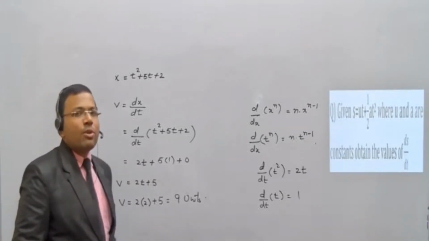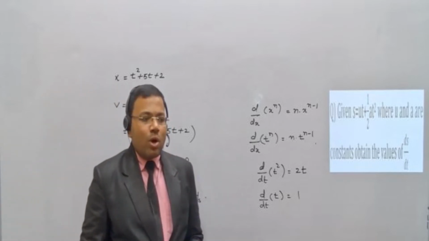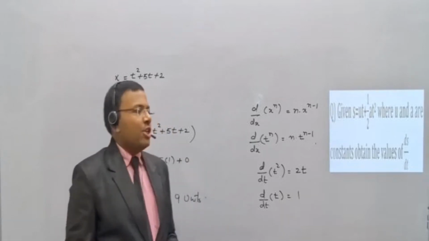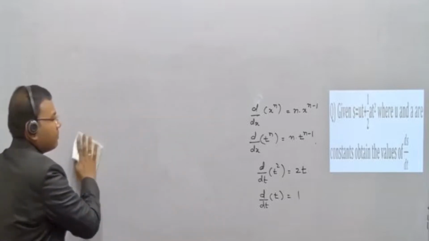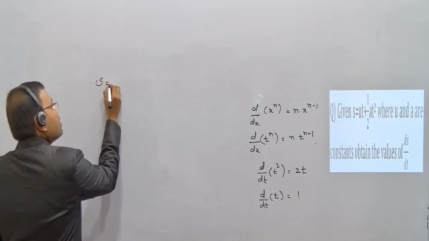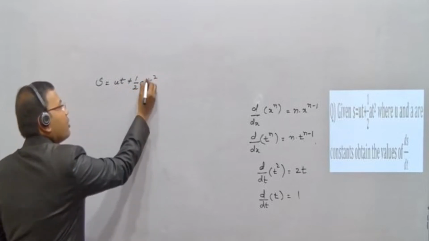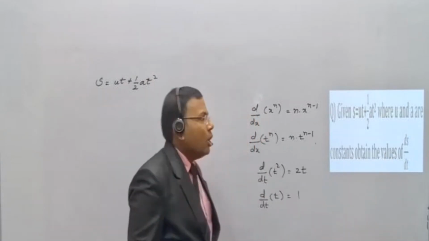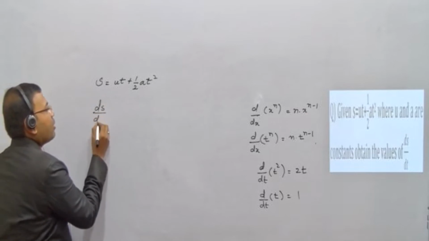Given s is equals to ut plus half at square, where u and a are constants. u और a दोनों constants है बेटे. So we have to obtain the value of ds by dt. चलिए हम find out करते हैं. S is equals to ut plus half at square. What we need to calculate, students, जरा थोड़ा सा देखिए बेटा, we need to calculate ds by dt. So that means we are differentiating s with respect to t.